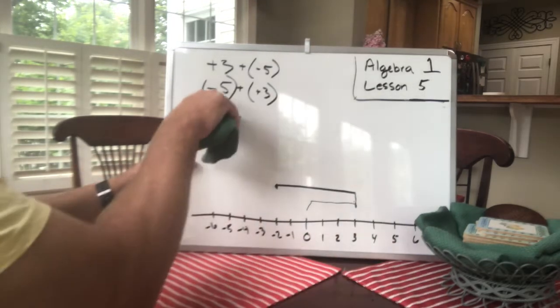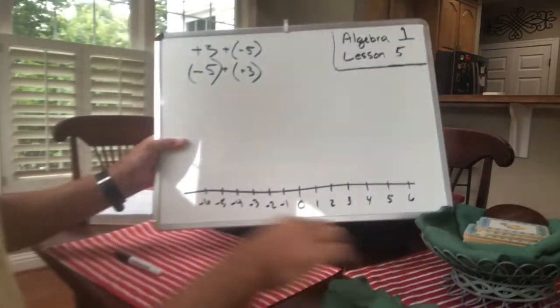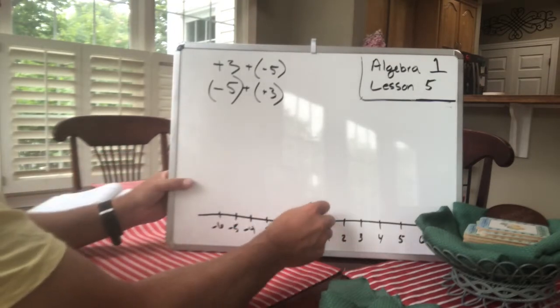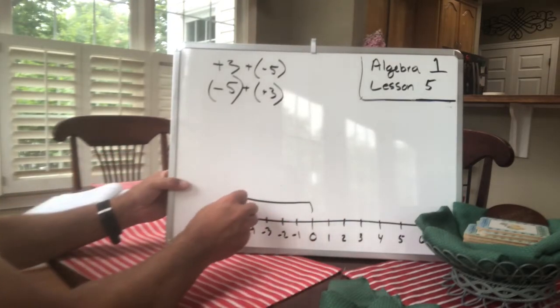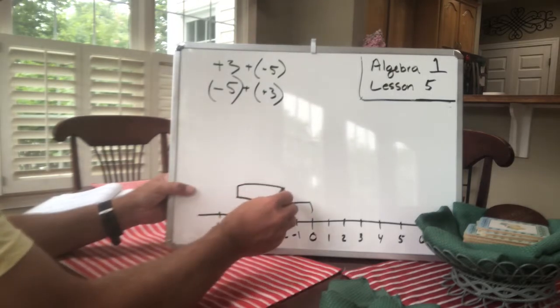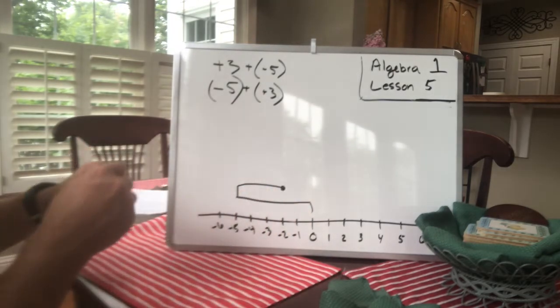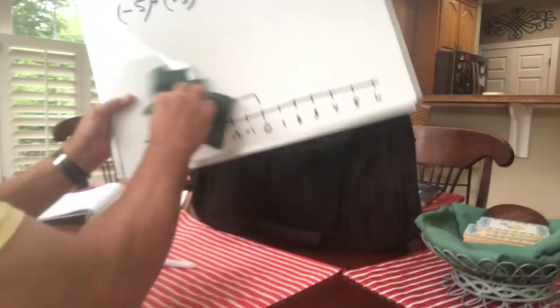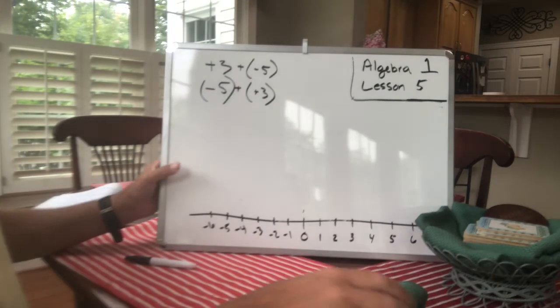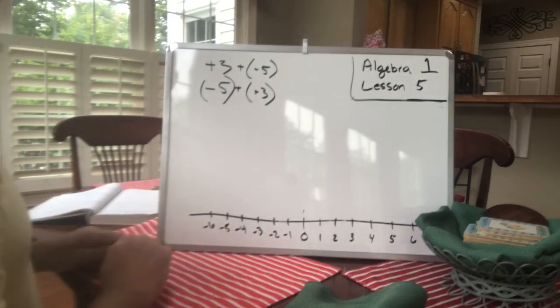And conversely, the opposite way would be -5 plus +3. I would go -5 to there plus +3. It still ends up at -2. Okay? Those are those two examples. Pretty easy. We go to example 5.4.